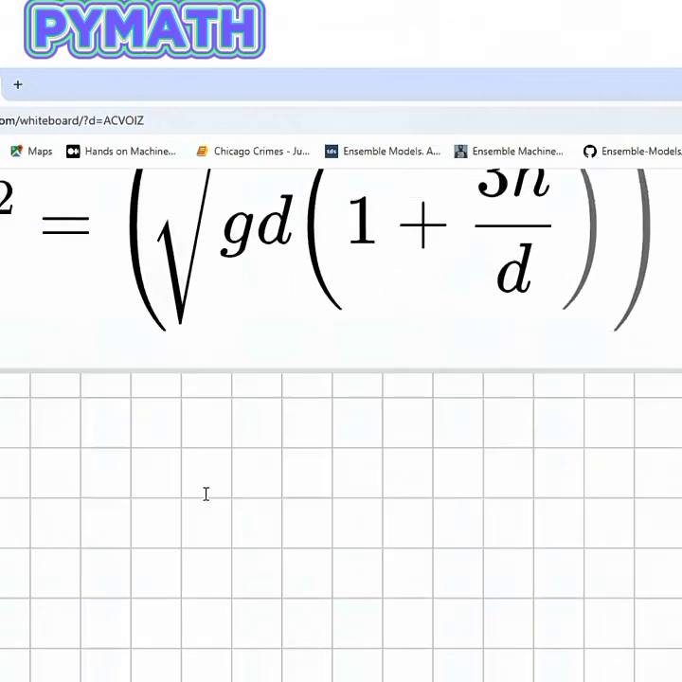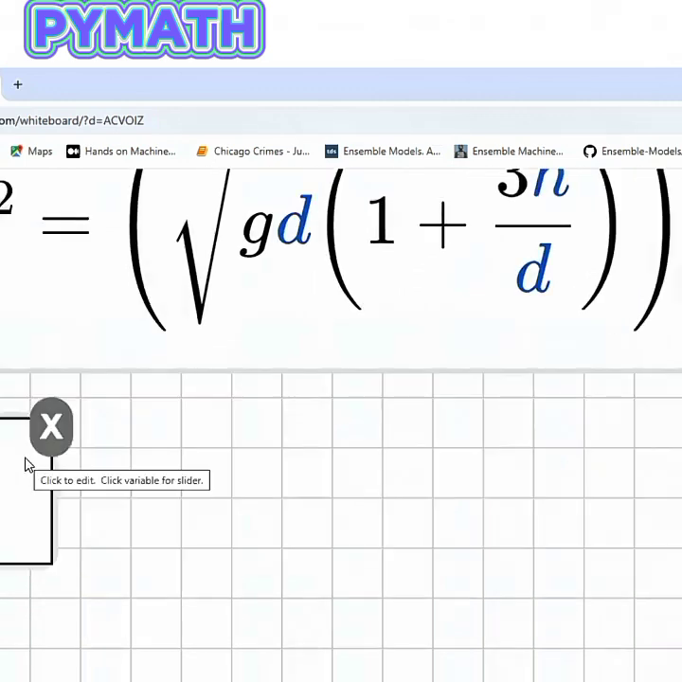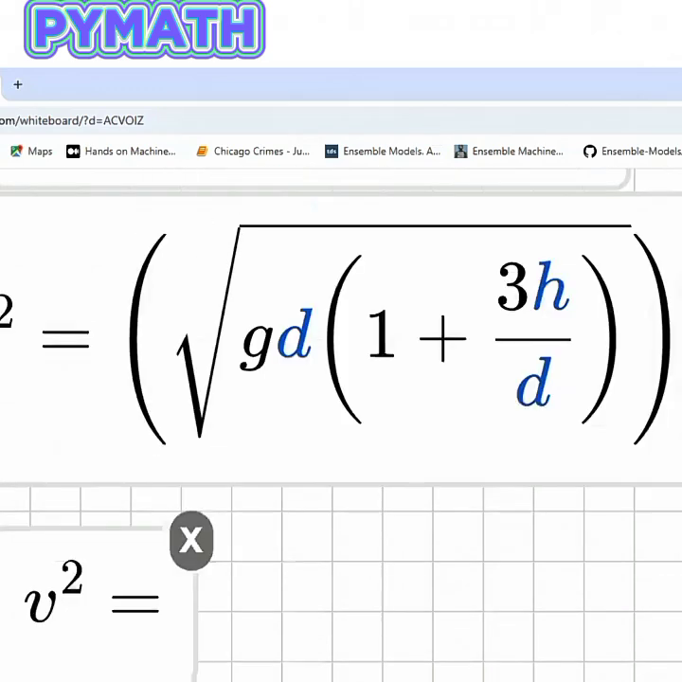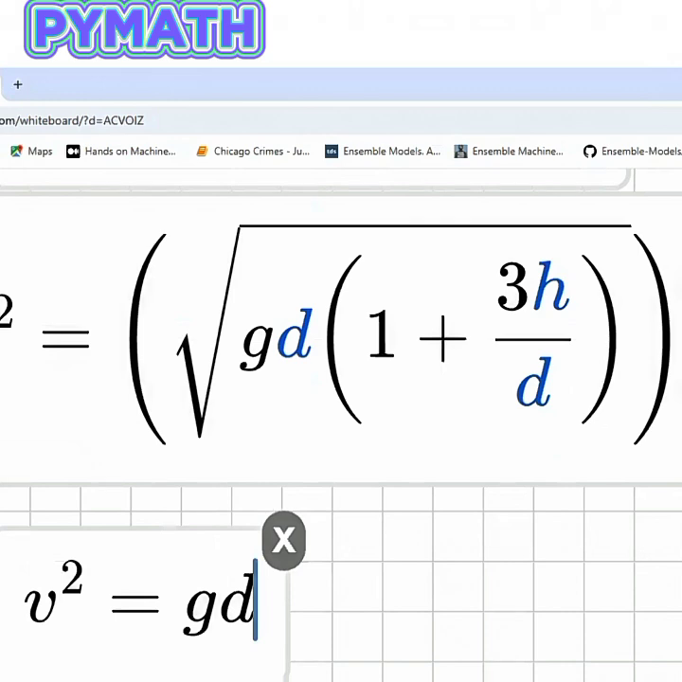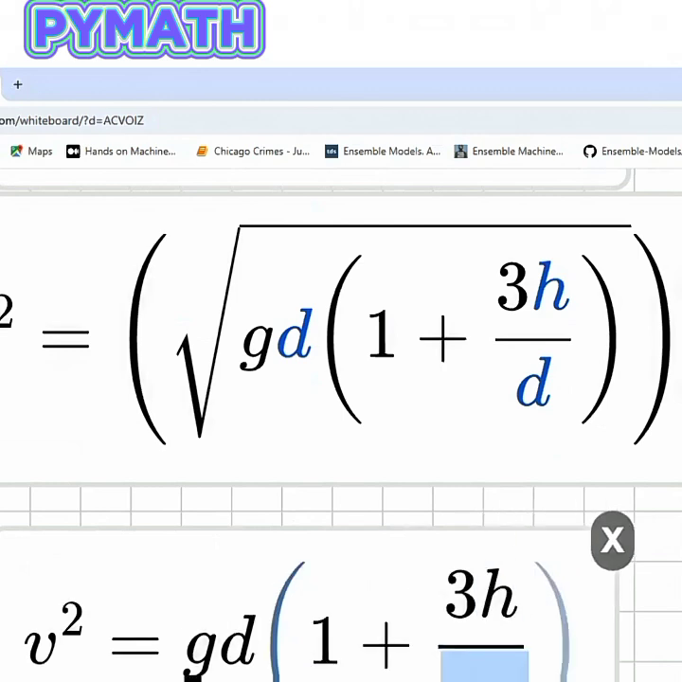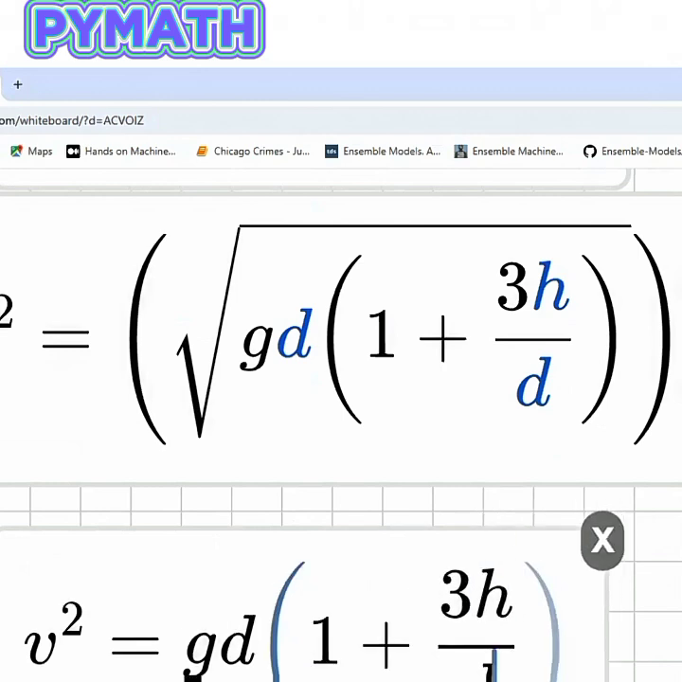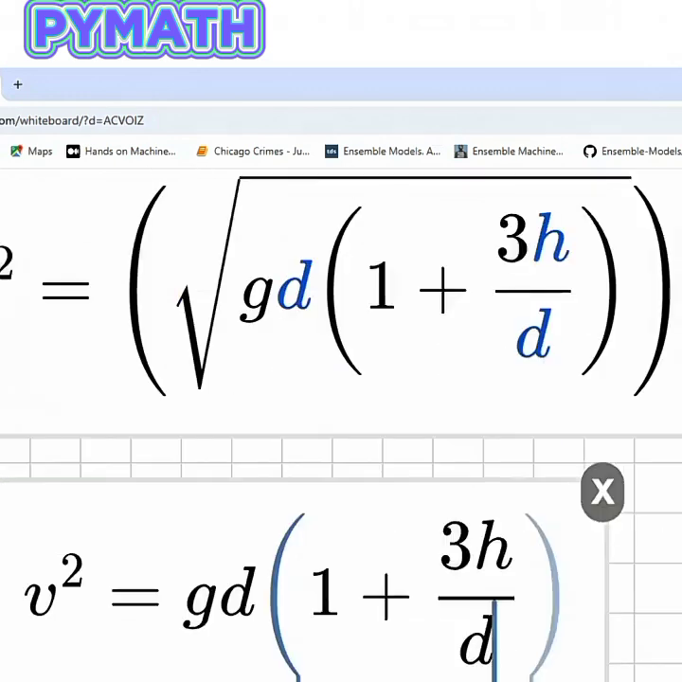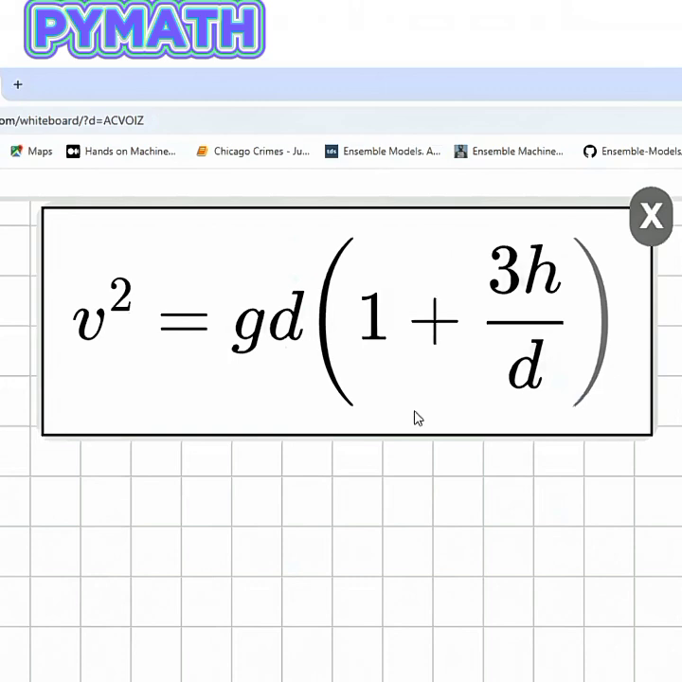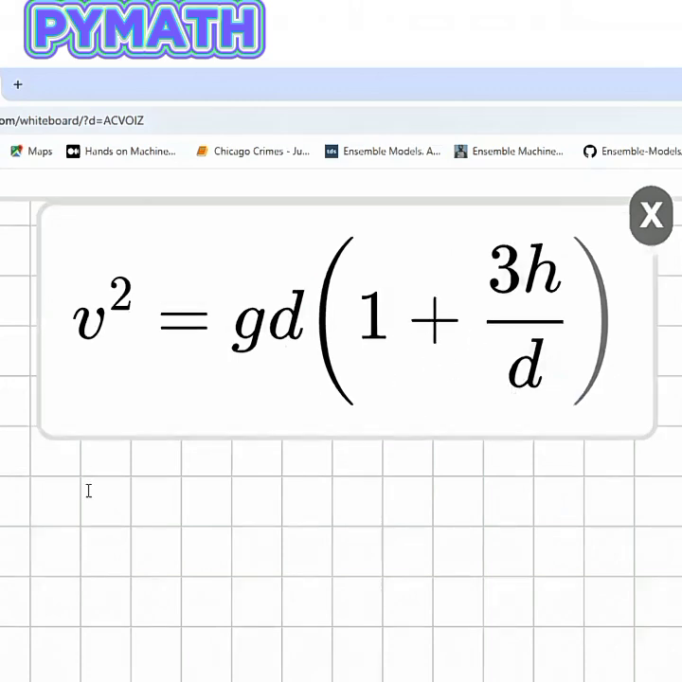So here we'll have v squared equals gd, and of course the square root box is gone, gd into 1 plus 3h all over d. Okay, so this is what we have. The square root box is gone. Now, next we would simplify. We'll simplify this so we can work out the denominator here and do a cross multiplication.